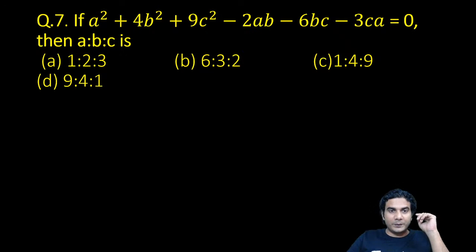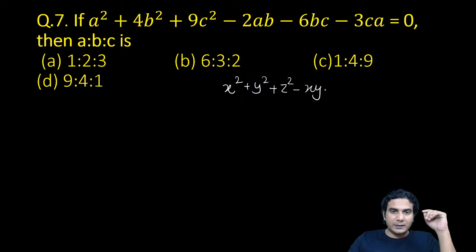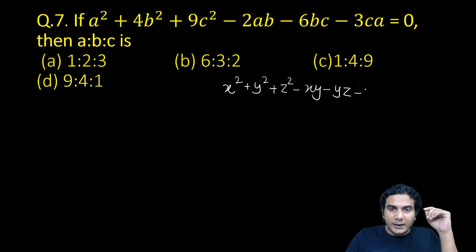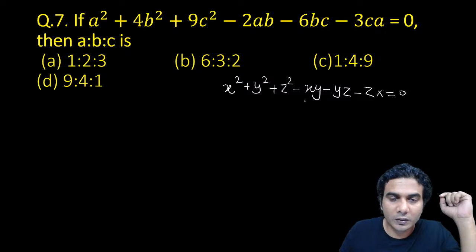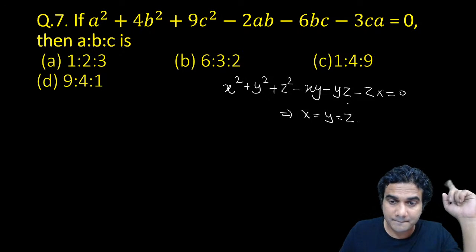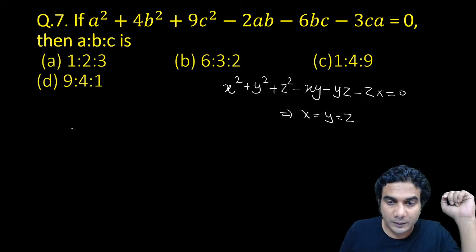Okay, try to compare it with a square, right? Because we are using a square plus b square, a, b, c in this expression. So, as you remember, x square plus y square plus z square minus xy minus yz and minus zx is equal to 0 implies that x is equal to y is equal to z. All right. So let's see. Can we compare with this?